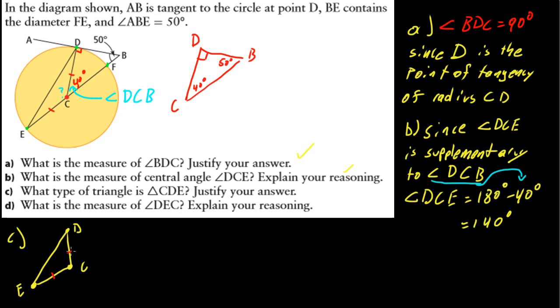There's only one type of triangle that has two sides that are the same. And by default, if the two sides are the same, then that means that the two angles need to be the same as well. This is an isosceles triangle.